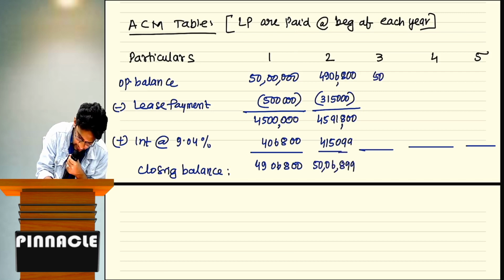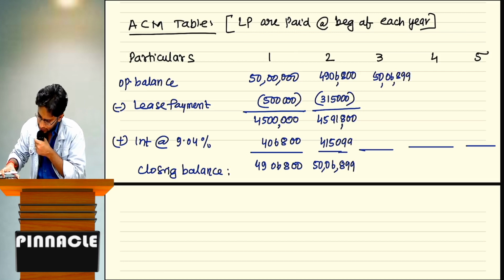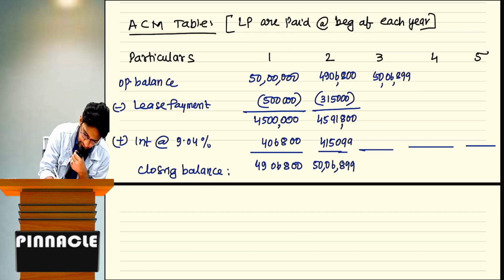This is kind of labor work, sir, but there is no choice because advance payment lease rents you should know how to handle. What is the third year lease rent? 5,30,450.